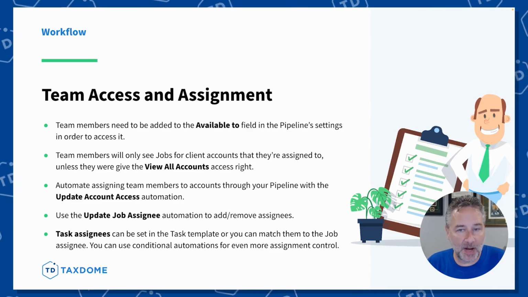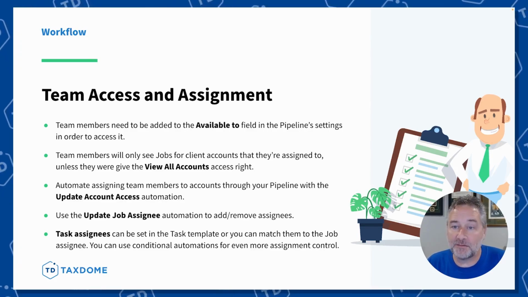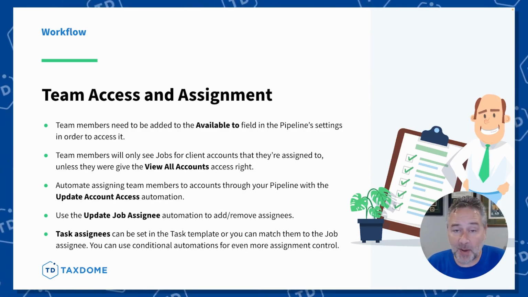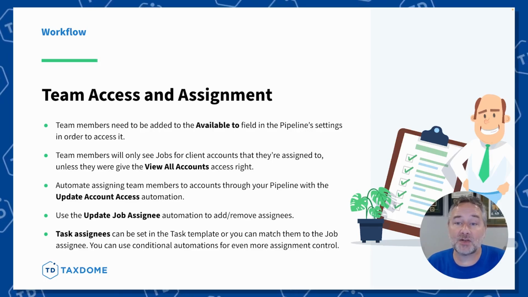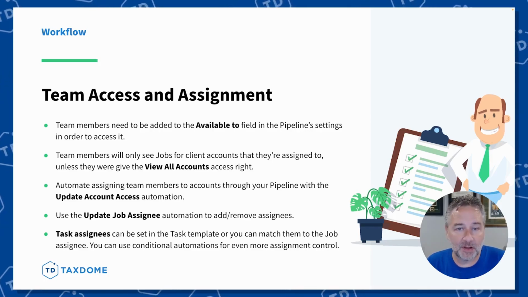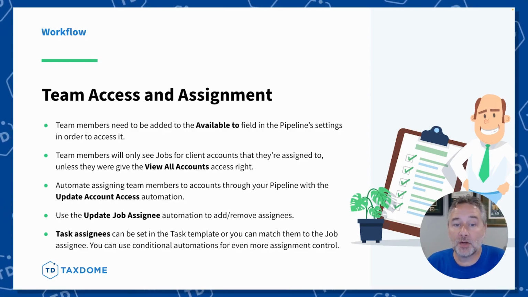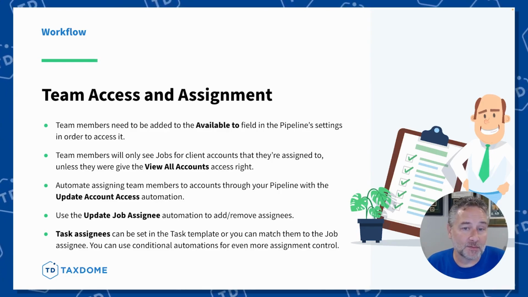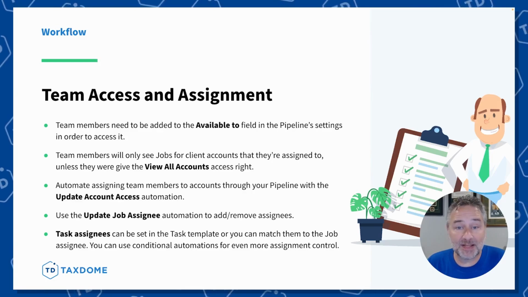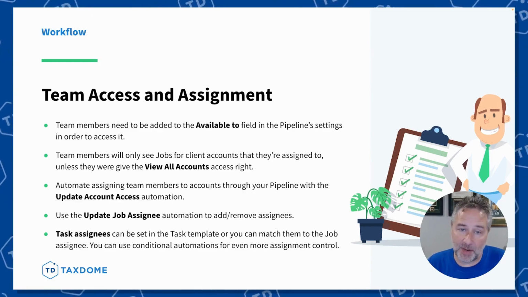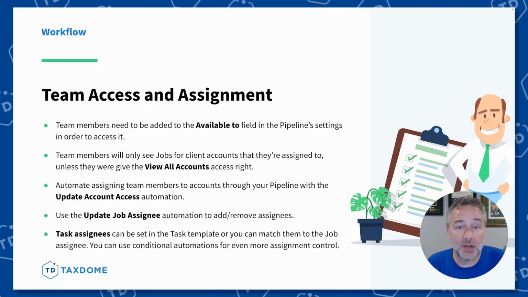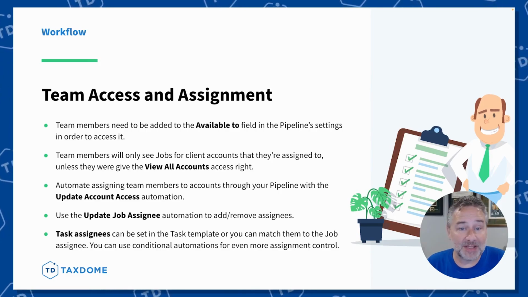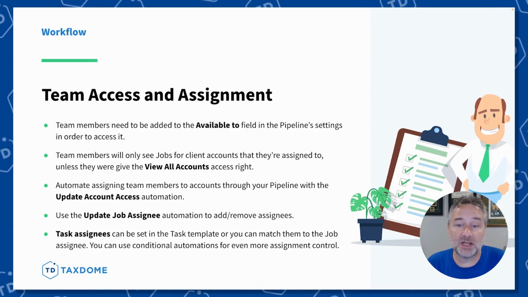To have access to a pipeline, you need to add the team member to the Available To field in your pipeline settings. To see jobs in that pipeline, the team member needs to have access to the client accounts for the jobs that they are for. You can automate giving and removing account access by using your pipeline's automations. You can change the job assignee with the Update Job Assignee automation. And for tasks, you can either set the assignee in the task template, you can match them to the job assignee, or you can use conditional automations.